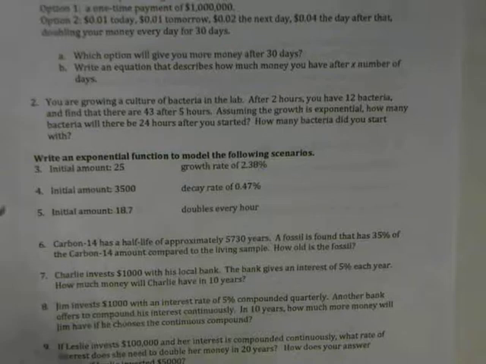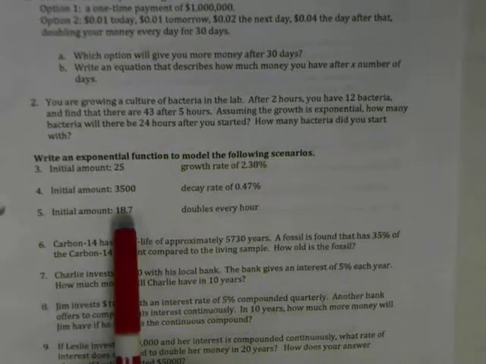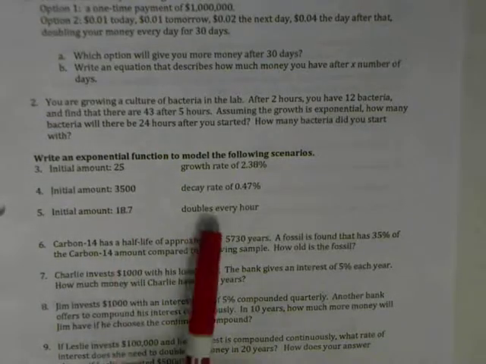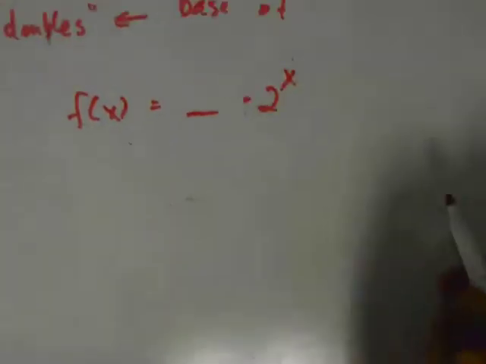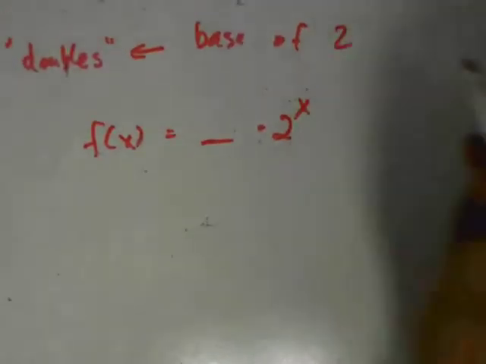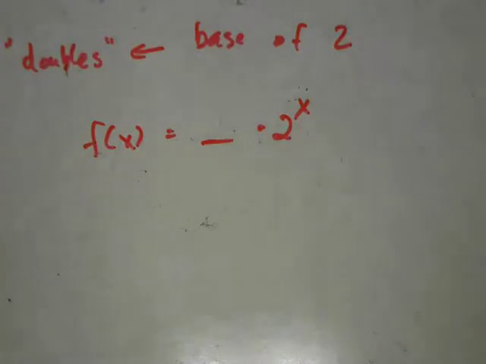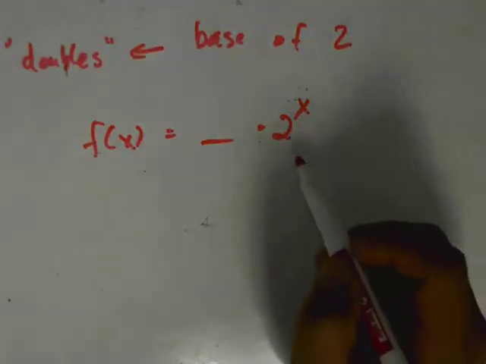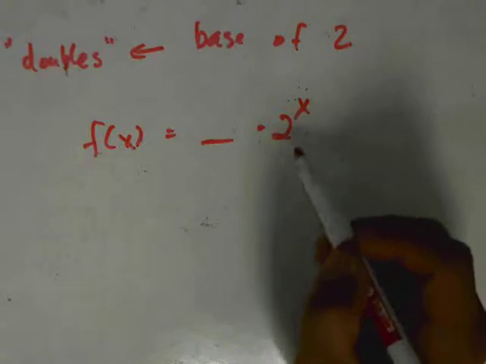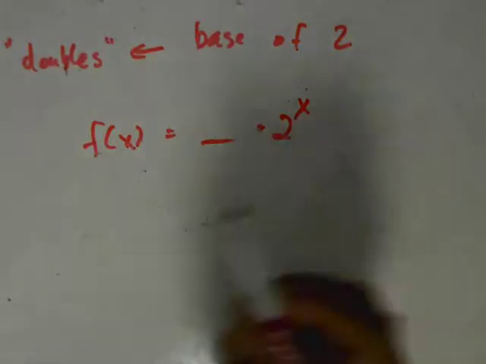And now looking at our last example, it says the initial amount is 18.7 and it doubles every hour. The key word here is doubles. This means that there's a base of 2. So it's going to be f of x equals something times 2 to the x. Because for it to double, it's got to be multiplied by 2 every time.